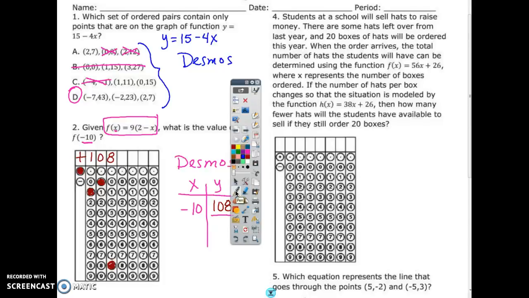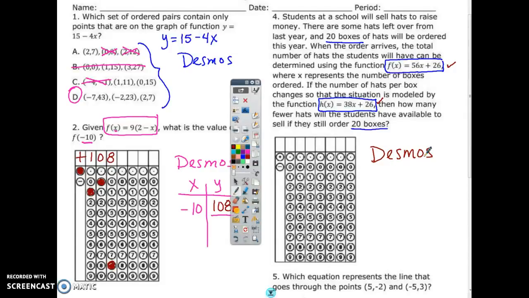Like right now, if I just look at this, a few things stand out. I have 2 equations that stand out, so I know I'm going to have to use those. And I also see 20 boxes. Okay? So it has to do something with 20 boxes. Now if you read the question, it will tell you what they're asking for. It says, how many fewer hats will the students have available to sell if they still order 20 boxes? So that means if I sell 20 boxes with this equation or with this equation, how many fewer will I have? So I'm going to have to put those equations in Desmos.